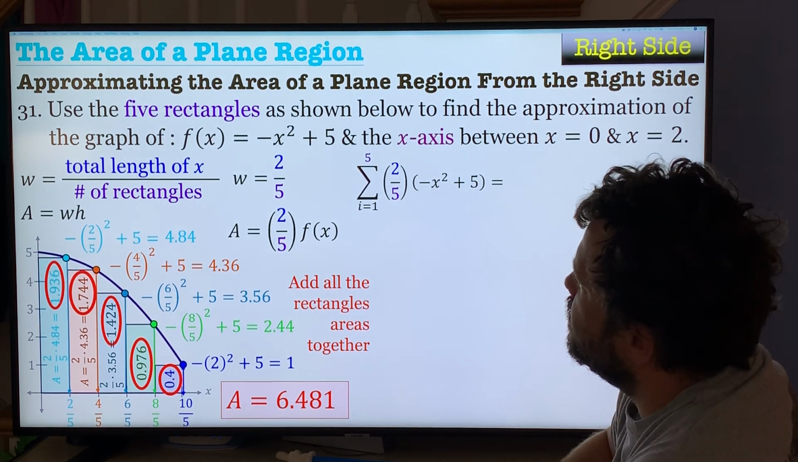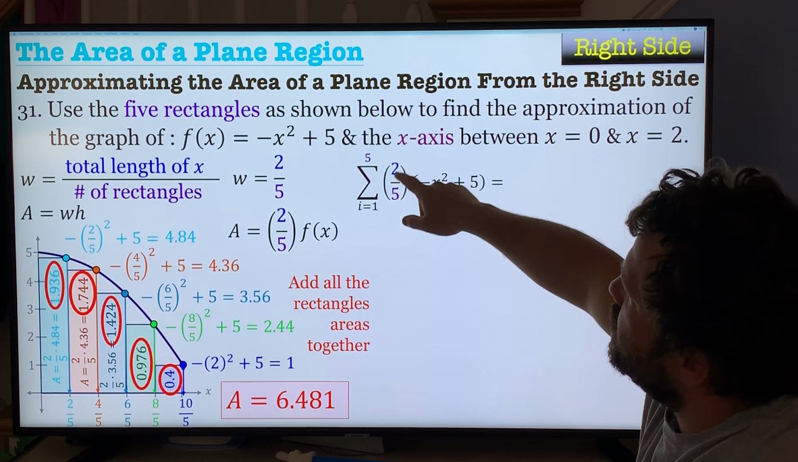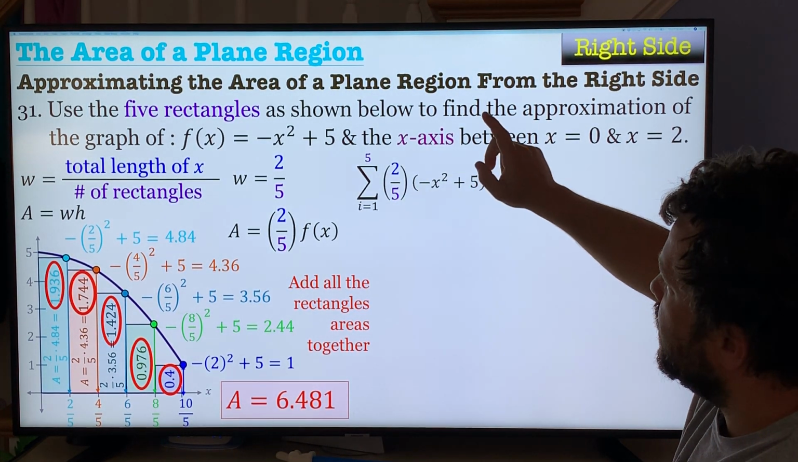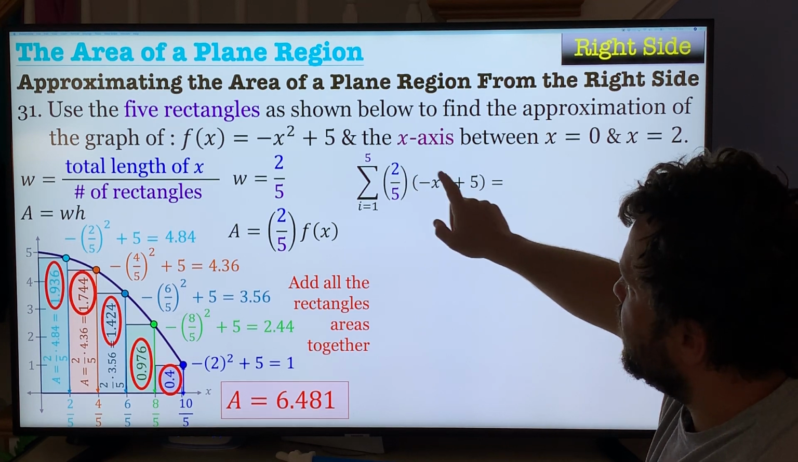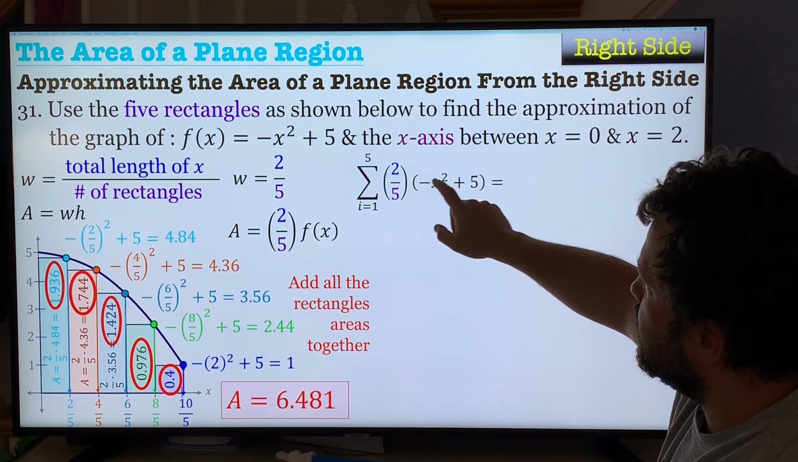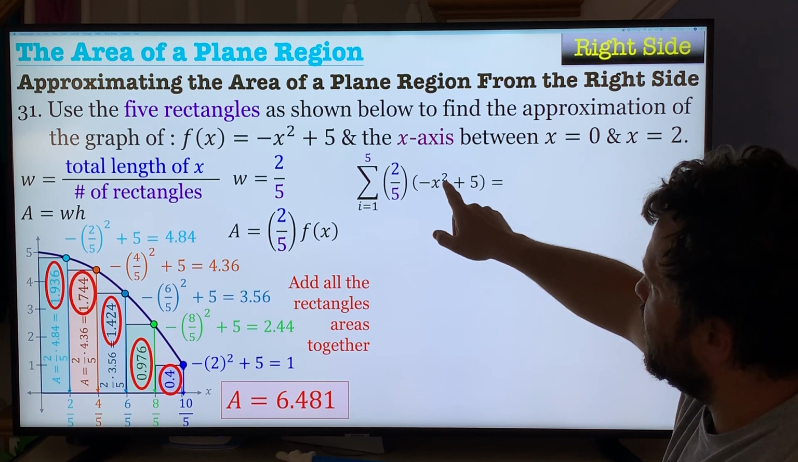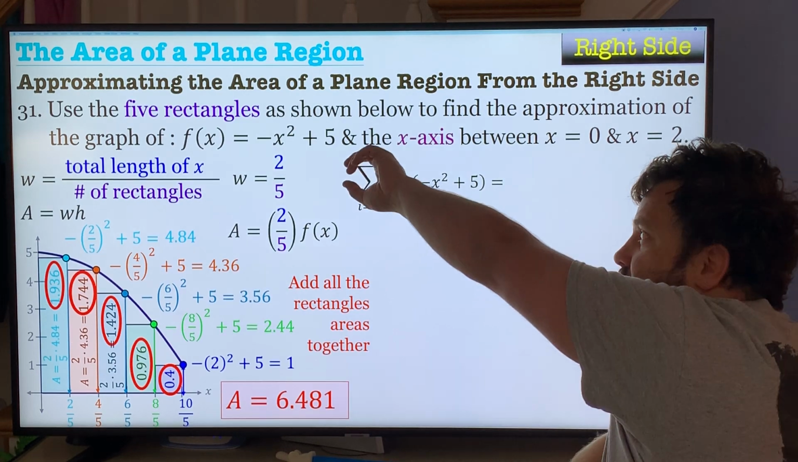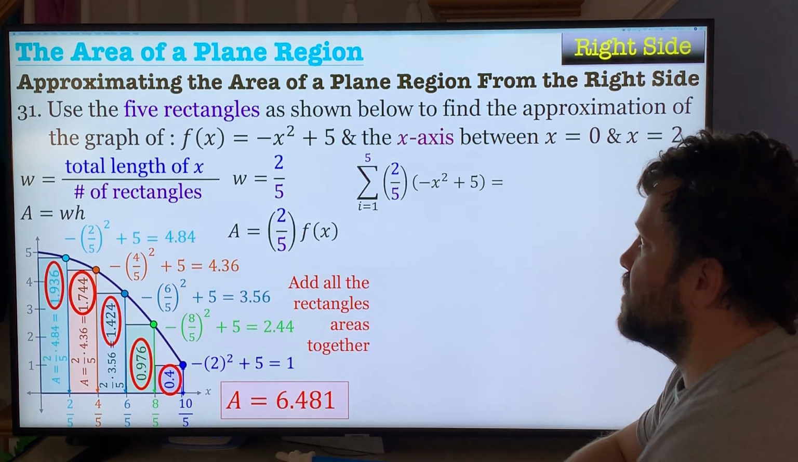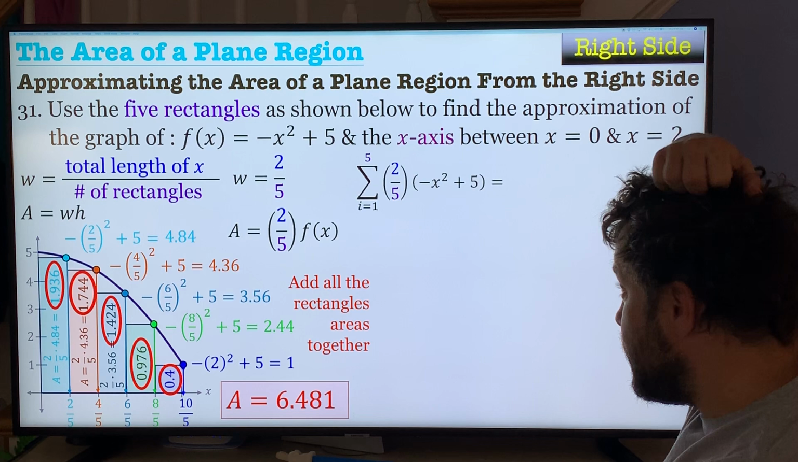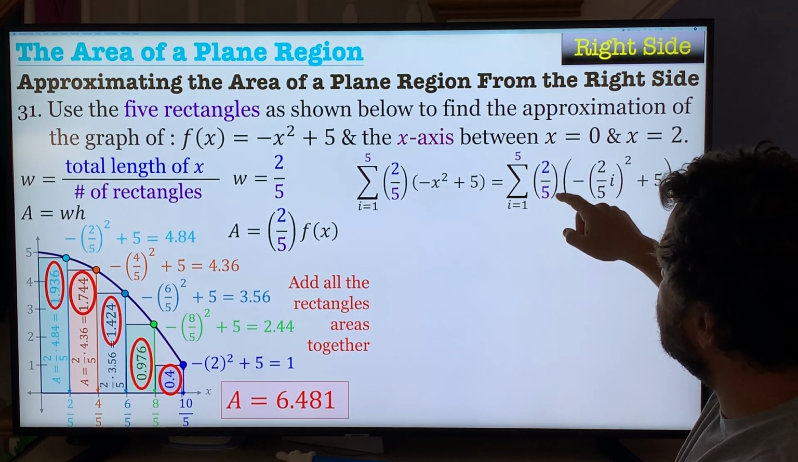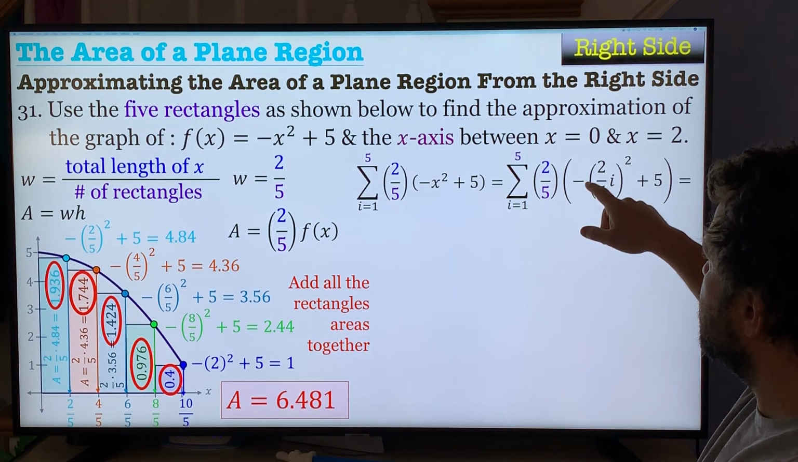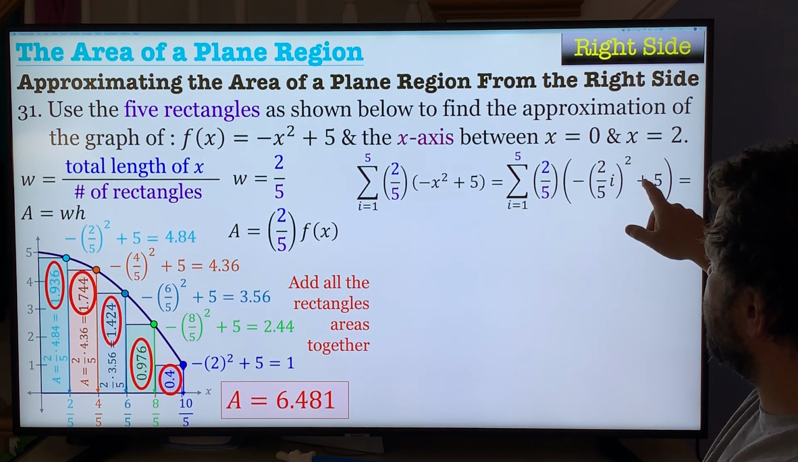So say we do the sum of 2 fifths, which is my width, times my height. Width times height. It's always going to be 2/5, and this is my height. I can use the summation because now I can even use more rectangles if I want. I can crank this number up, and I won't have to do all this work, and I can get a more accurate answer. So when I do this problem, summation of 2/5 from i equals 1 to 5, we're just going to replace the x with 2/5 i, so negative 2/5 i squared plus 5.